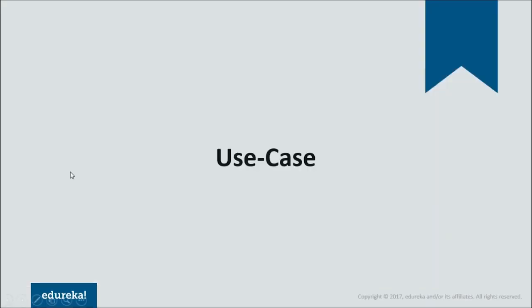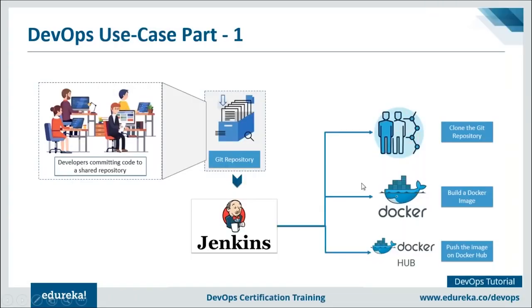Now comes the most awaited topic of today's session, which is our use case. Let's see what we are going to implement. We have a Git repository, right? Developers will be committing code to this Git repository, and from there, Jenkins will pull that code and first clone that repository. After cloning, it will build a Docker image using a Dockerfile. We have that Dockerfile, and we'll use it to build an image. Once that image is built, we are going to test it and then push it onto Docker Hub.